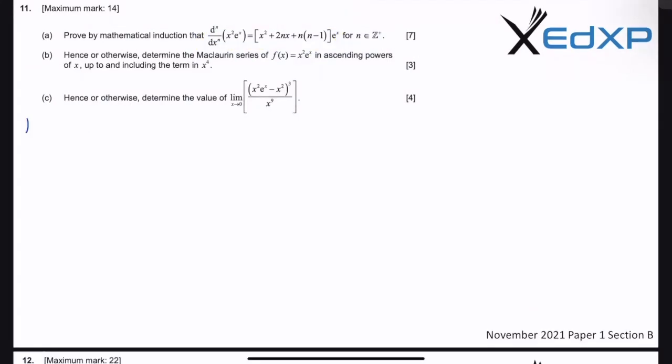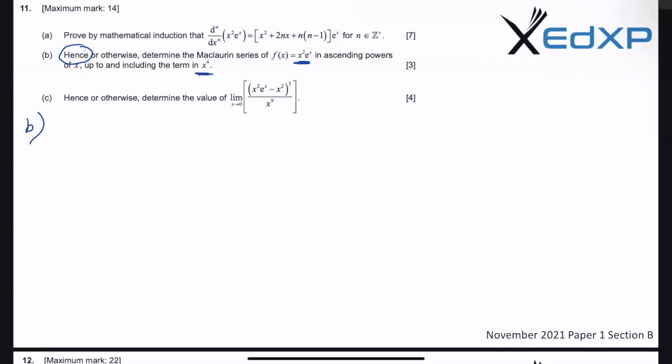For part B, we want to use the hence. We want to find the Maclaurin series of x squared times e^x, in ascending powers up to and including the term x to the power 4. So part A is going to be very useful for us.